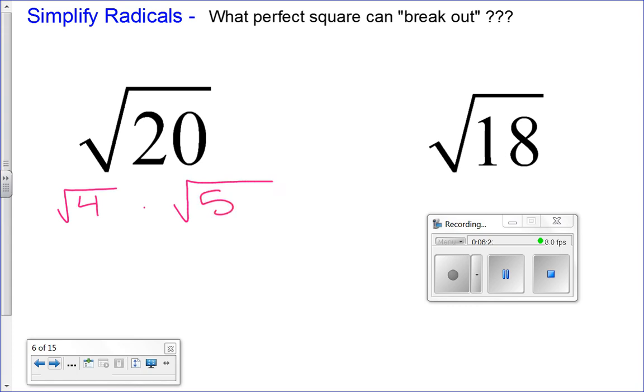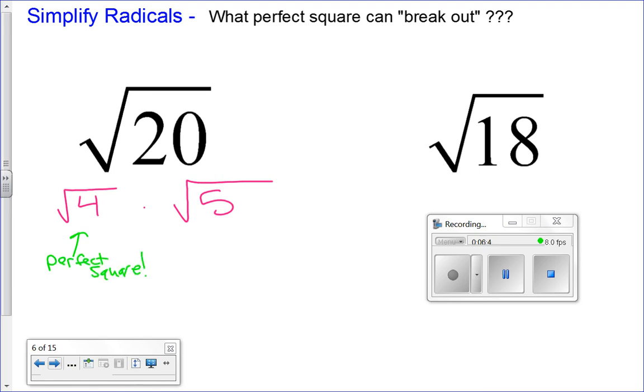Now you might be wondering, why did I choose 4 and 5 instead of 10 and 2? Well, 10 is not a perfect square, 2 is not a perfect square. So your job needs to be to break it into two factors such that your first factor is a perfect square.